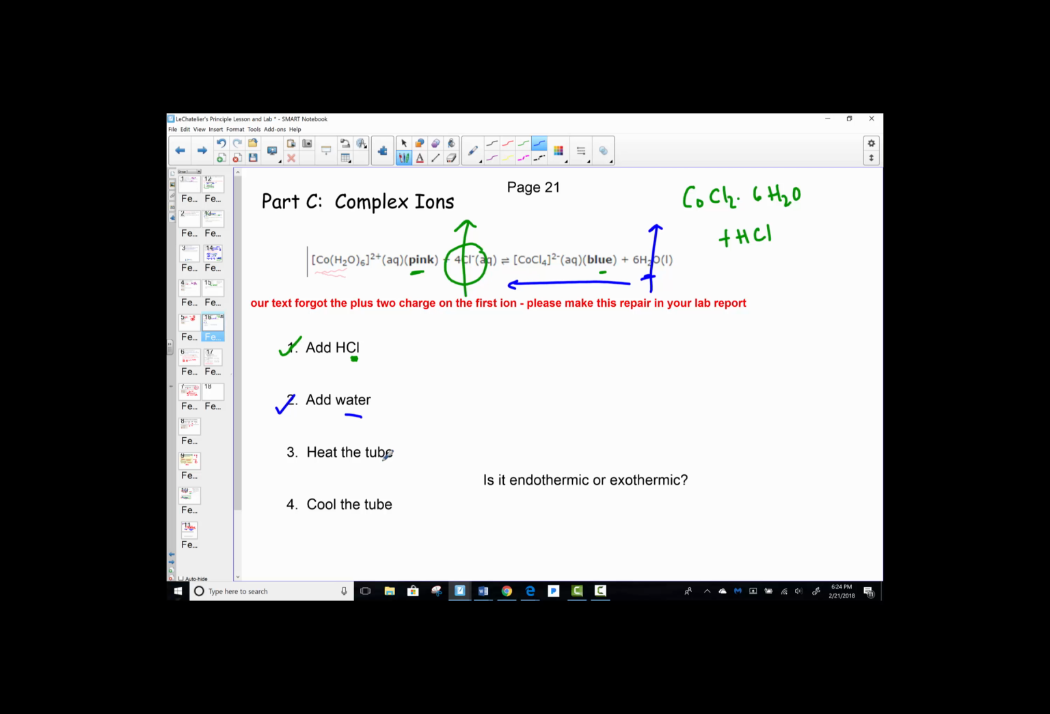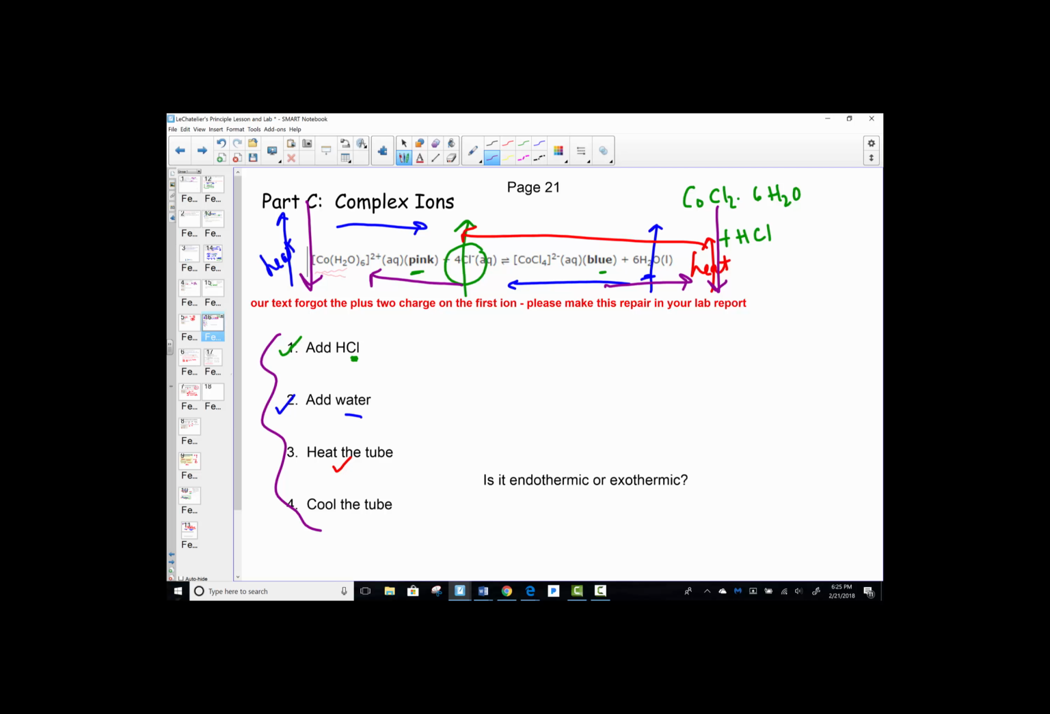If you heat the test tube, now this will let you know if it's endo or exothermic. If it's endothermic and you heat it, it will shift blue. If it's exothermic and you heat it, it will shift pink. So seeing the color lets you know if it's endo or exothermic. Same thing with cooling the tube. If you cool the tube and it's endo, it'll turn pink. If you cool the tube and it's exo, it'll turn back to blue. So this is the process of figuring out the stresses on these complex ions.